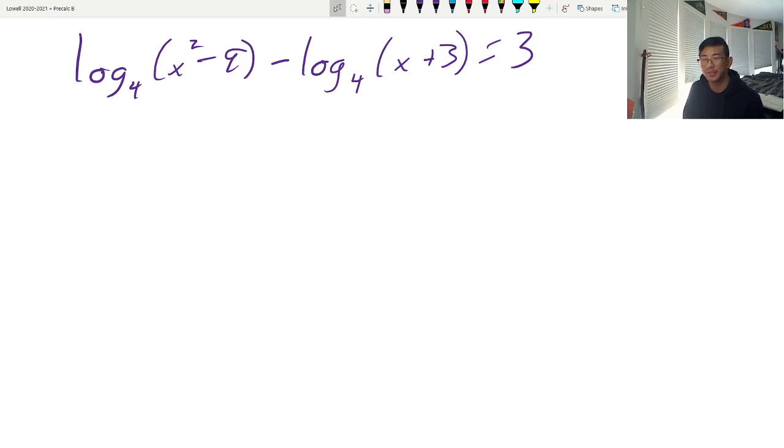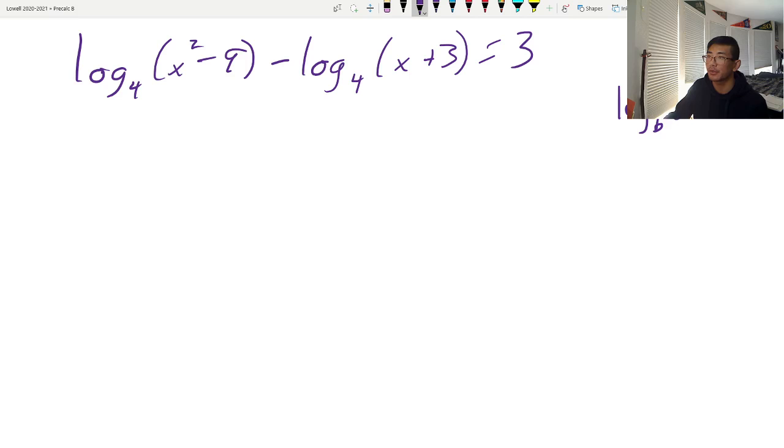Whenever you're solving logarithmic equations, my advice is to, if possible, combine the logs so that you only have to deal with one of them. As is the case here, we only have two. We have log base 4 of x squared minus 9 minus log base 4 of x plus 3 equal to 3.